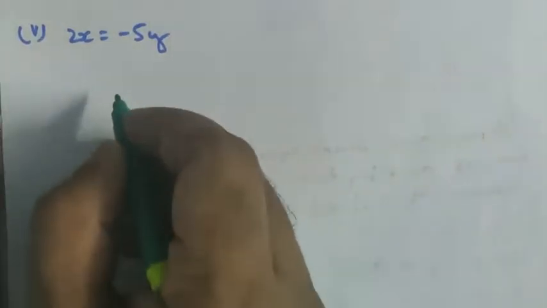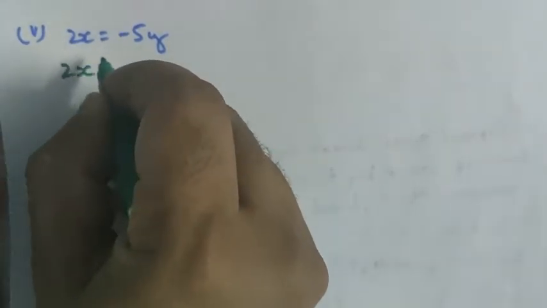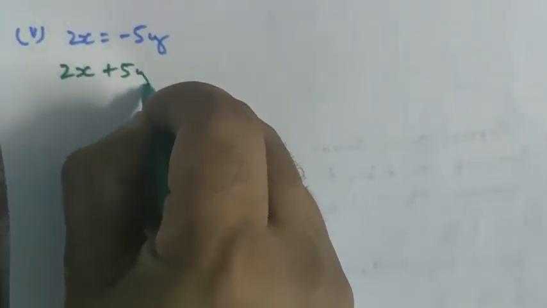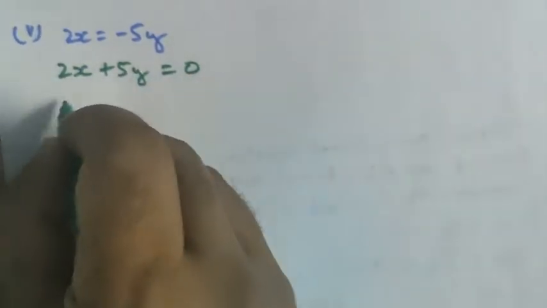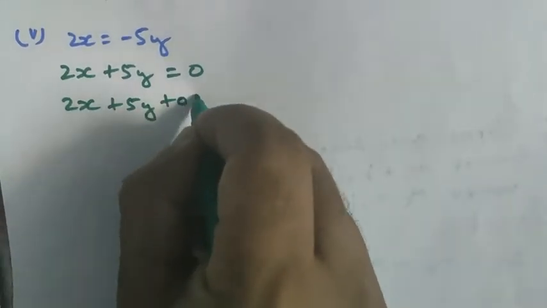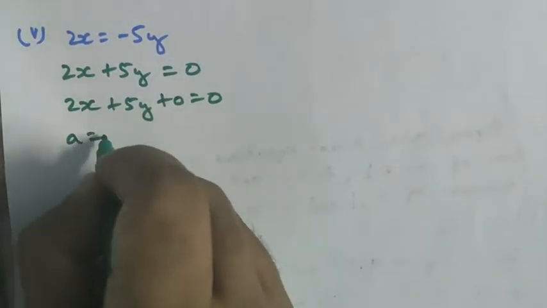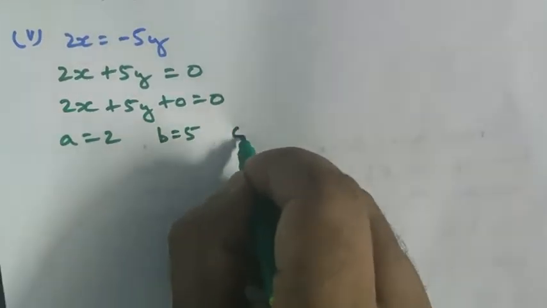Okay. In the next part, 2x equals minus 5y. It can be written as 2x minus 5y, taken this side will be plus 5y, equals 0. It can also be written as 2x plus 5y plus 0 equals 0. Value of a is 2, value of b will be 5, value of c will be equal to 0.